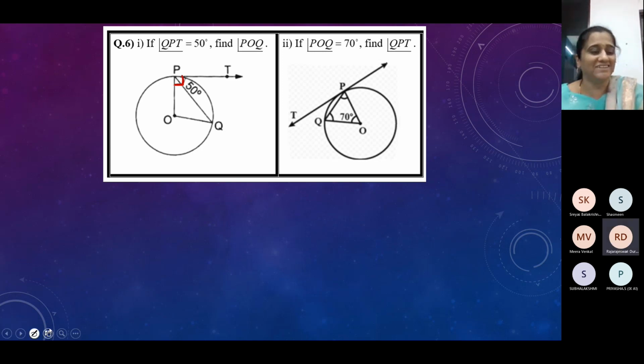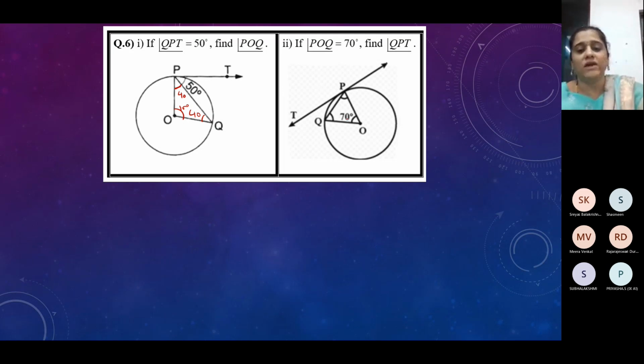Oh, you already marked 90, so 90, sorry. How much is this one? This is 90. Why? Because radius and tangent are perpendicular to each other. So then how much is the rest of the angle, the remaining part? This one? 40. Then how much is this one? 40. Then how much is this one? 100. This is 100.